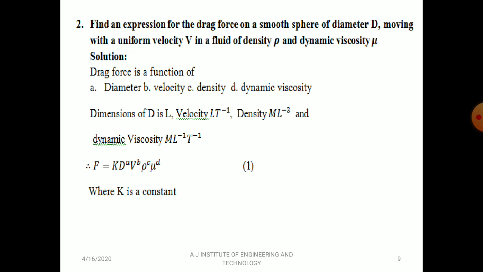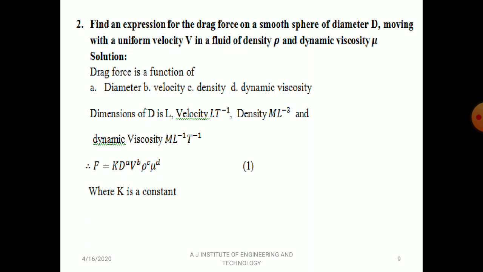Then dimension for density, that is mass by volume, SI unit is kg per meter cube or kg into meter to the power minus 3. So dimension becomes ML to the power minus 3. And dynamic viscosity has unit Newton second per meter square or Newton second meter to the power minus 2.